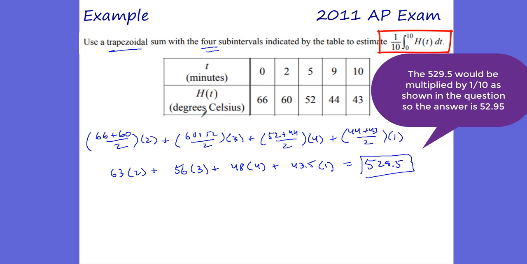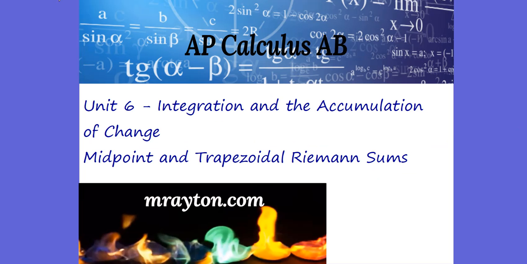Remember, with trapezoids, you're using height 1 and height 2, divide by 2, the average, times your change in x. And that's midpoint and trapezoidal Riemann sums. Hope that made sense. Now we know how to do left-handed, right-handed, midpoint, and trapezoidal.